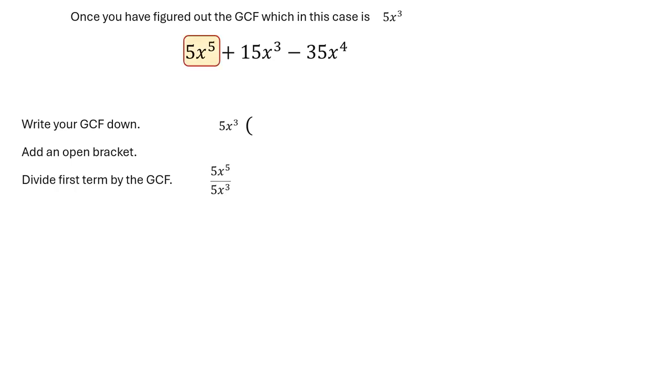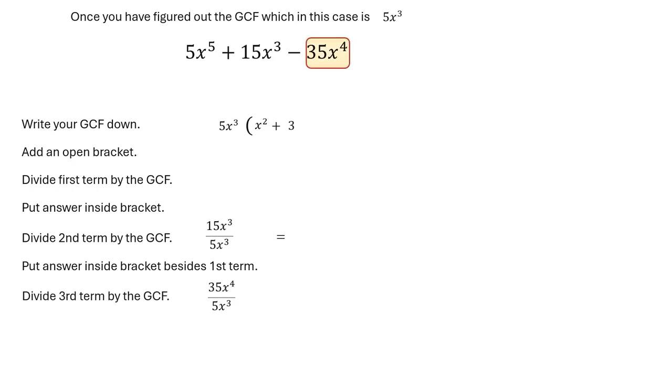Now, once we have our greatest common factor, we simply write it down, then we'll add an open bracket, and then we'll look at our first term and divide it by our greatest common factor. Our greatest common factor is 5x to the 3rd, so 5x to the 5th divided by 5x to the 3rd equals x squared. So we're going to take this value, x squared, and put it inside the bracket.